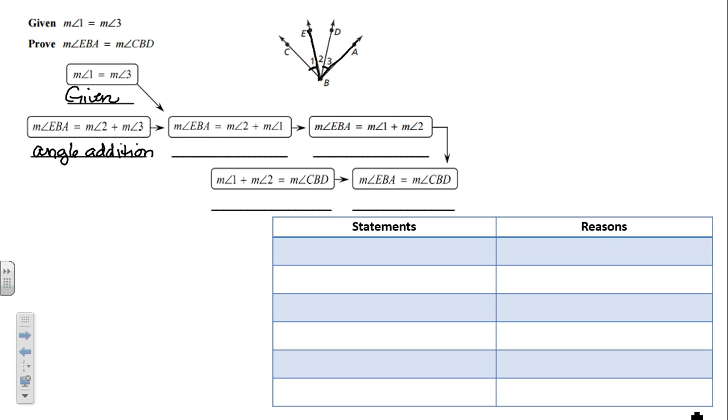Okay? Now, they took these two statements and merged them together to get the measure of EBA is equal to the measure of 2 plus the measure of 1. Why did it change from 3 to 1? What did they do? Substitution. Okay. Then next, they said that the measure of angle EBA is equal to 1 plus 2.